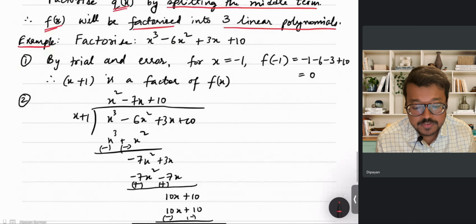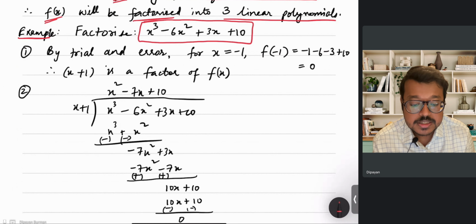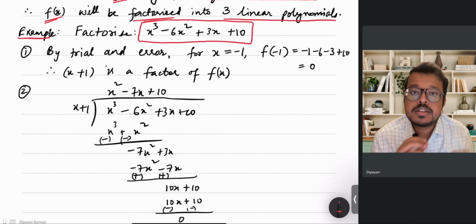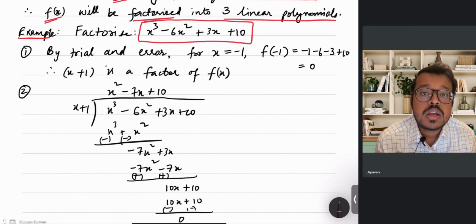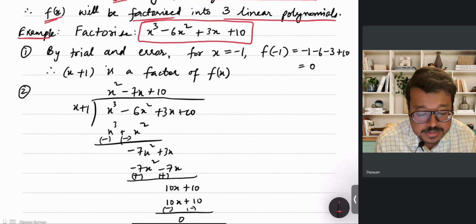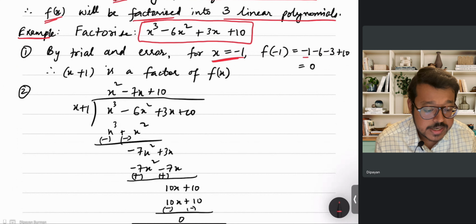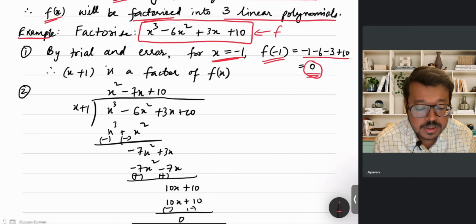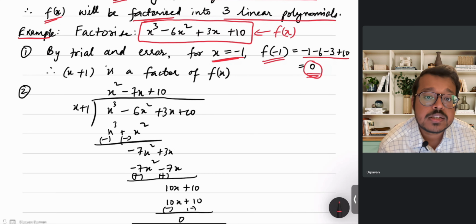As an example, I have taken the cubic polynomial x cube minus x square plus 3x plus 10, and if you plug in some values of x like x equal to 1, x equal to minus 1, x equal to 2, for some value of x you might find that the entire polynomial result will be 0. Suppose here I am taking x equal to minus 1 and I am substituting in this cubic polynomial, the expression becomes 0. So f of minus 1, let's say that the cubic polynomial we are considering as f of x, then f of minus 1 will result in 0.